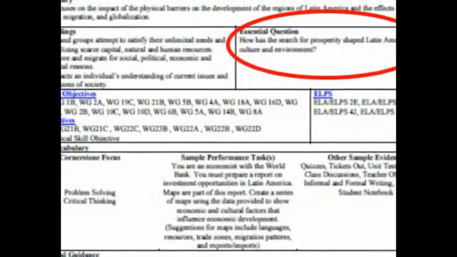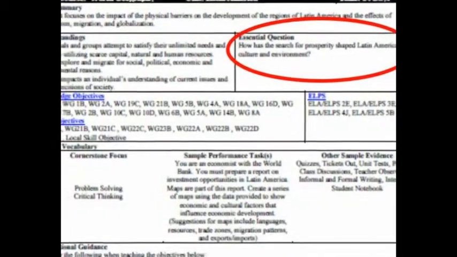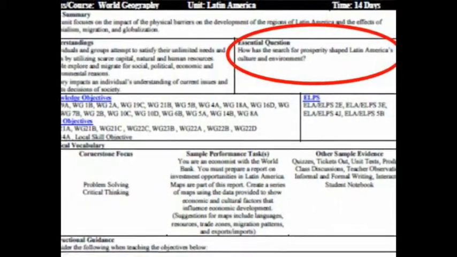But most importantly, your teacher should be using the unit plans to plan instruction and the essential question to focus student learning.